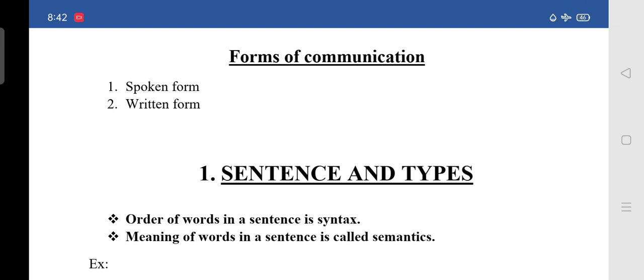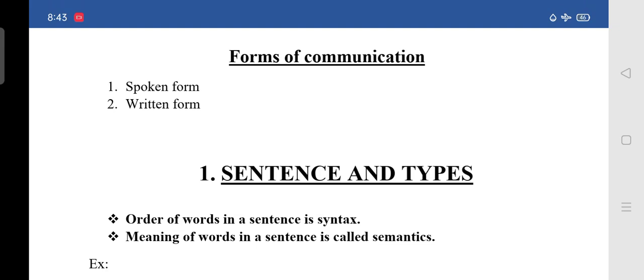So, in English, how many letters do we have? Alphabets, how many alphabets do we have? We have 26 letters, isn't it? So we have 26 alphabets, or we can say 26 letters. And how many sounds do we have? We have 44 sounds. So we have 26 letters in English and 44 sounds in English.